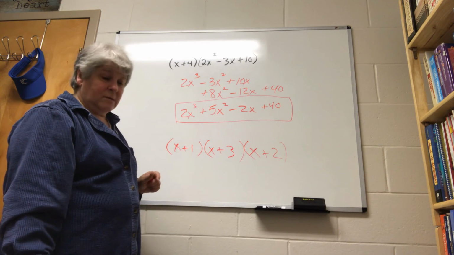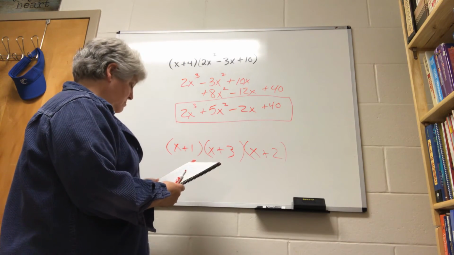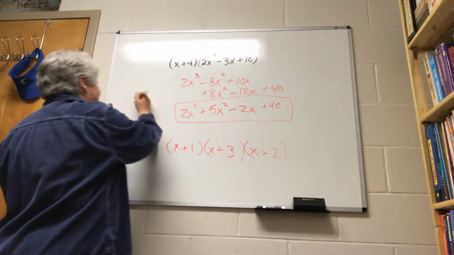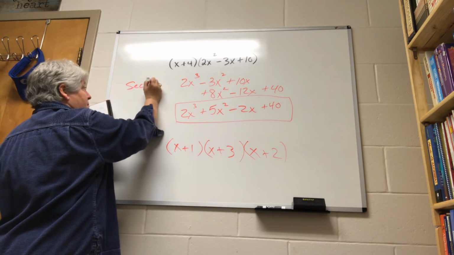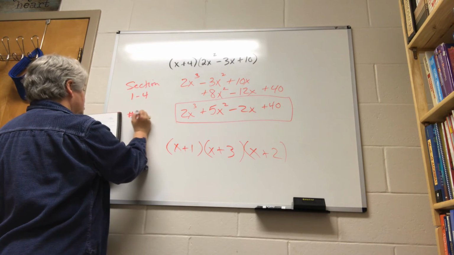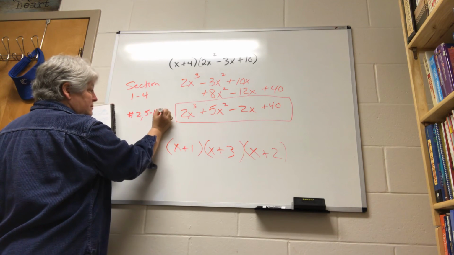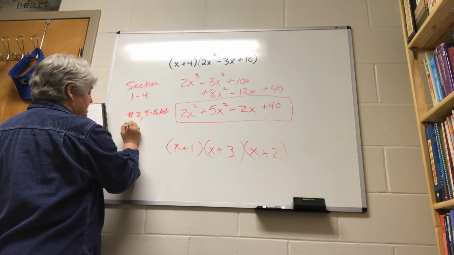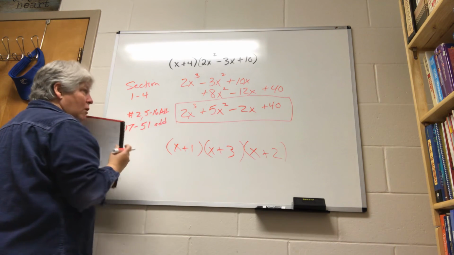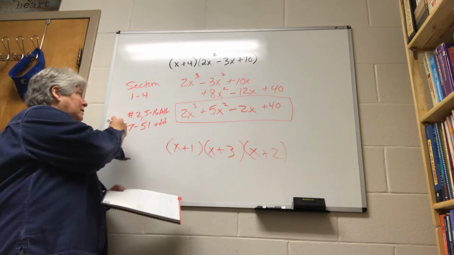Your homework tonight will be from section 1.4, numbers 2, 5 through 16, all, 17 through 51 odd. And you're welcome to start working on those in class. These are all from the online textbook.